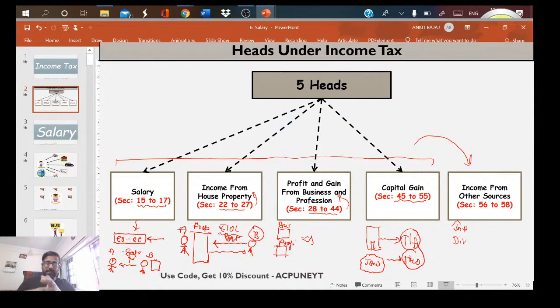So salary, if there is an employer-employee relationship. If you are having property and you let out that property, whatever income is earned from that let out property will be taxable under the head income from house property.